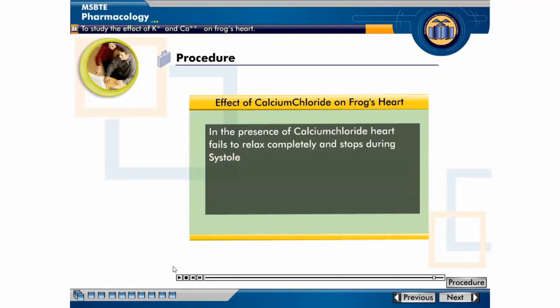Calcium chloride: when we inject calcium chloride, at that time heart fails to relax. Heart does not relax, means relaxation does not occur and it stops during systole, means it contracts and stops there. That is increased heart rate when we administer calcium chloride. While in presence of potassium chloride, heart fails to contract completely and stops during diastole. The potassium chloride and calcium chloride are useful in deficient.